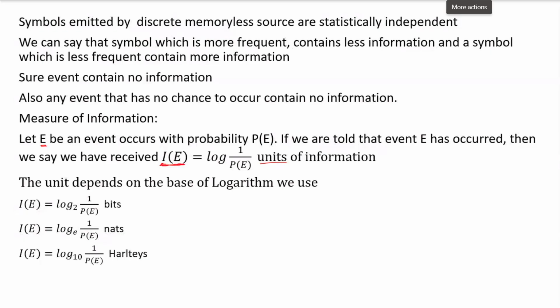If I take log to the base 10, I of E is equal to log to the base 10 of 1 upon P of E, measured in Hartleys. So information is measured as log 1 upon P of E, right? P of E is the probability of occurrence of an event E, and once that event occurs, I say I got log 1 upon P of E units of information.